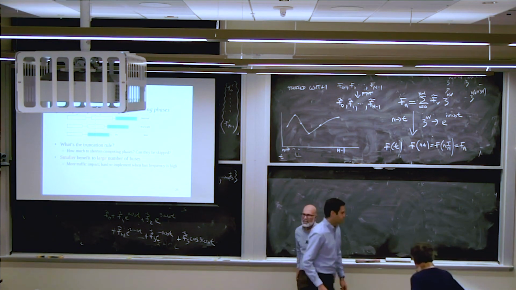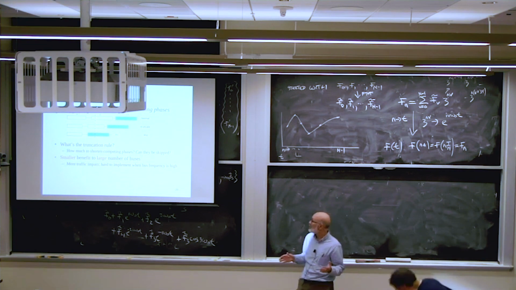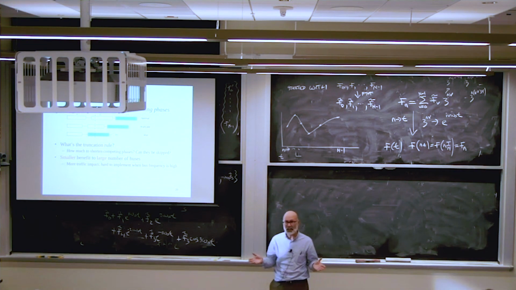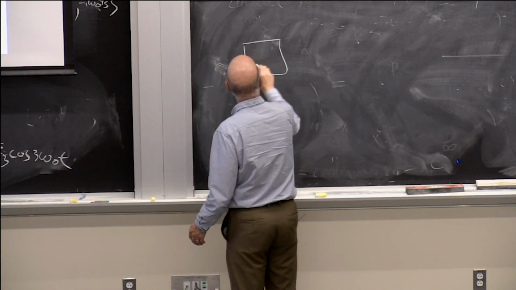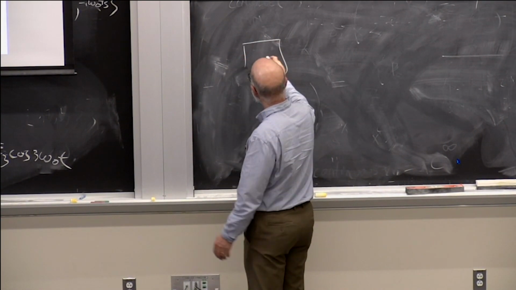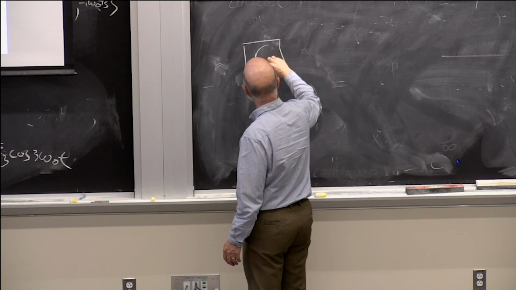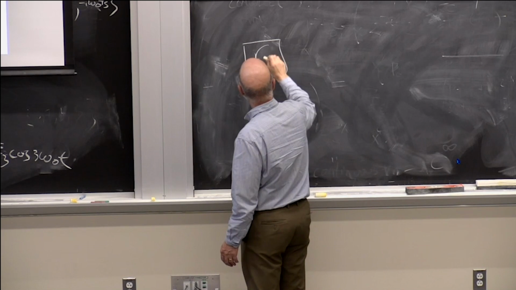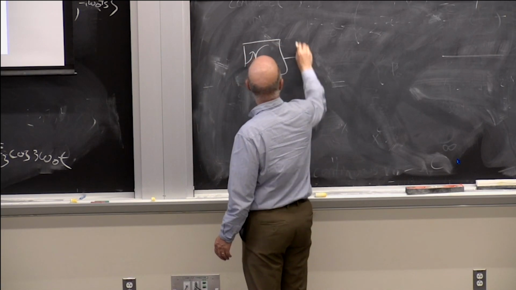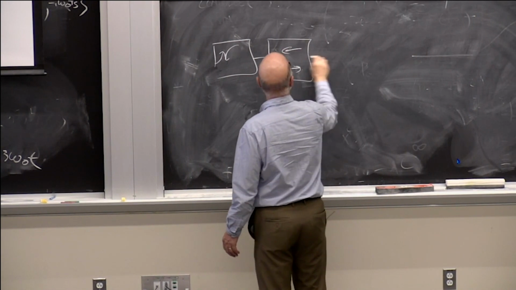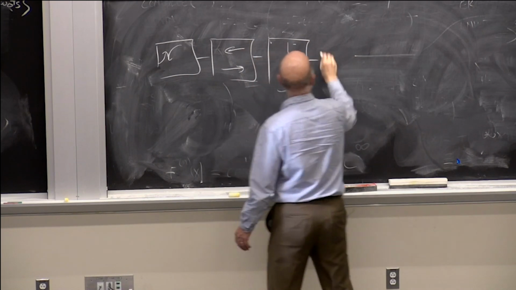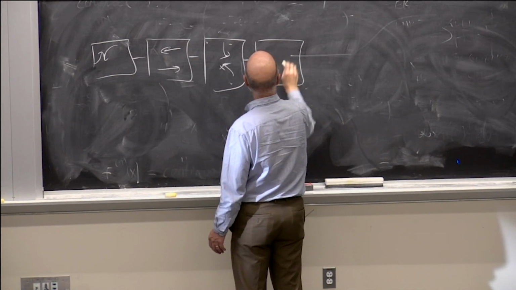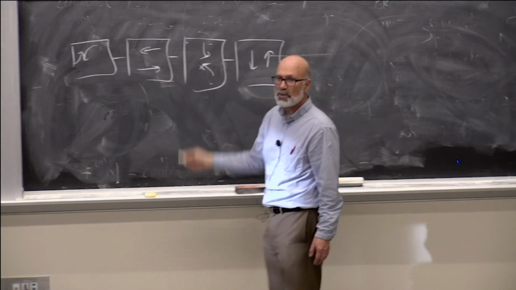So I told you that tactics are green extension, which is great if you've got a far side stop and you can predict in advance. Early green, which is a little more limited, but we need more flexibility. Like what Jan was describing there, they had these four phases in the cycle. To make it simple, let's just say we have east and west left, and then east and west through, and then north and south left, and north and south through. Phase 1, 2, 3, 4.